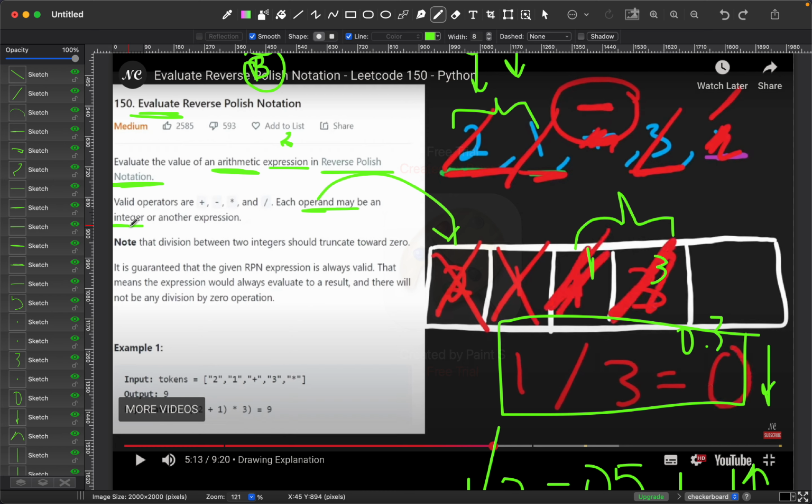I do get integer, but what do you mean by another expression? Is there anything other than like integers? Unless you're talking about like 0.5, 0.4, 0.3, that will make sense. So note that divisions between two integers should truncate. What the hell is truncate? Toward 0.